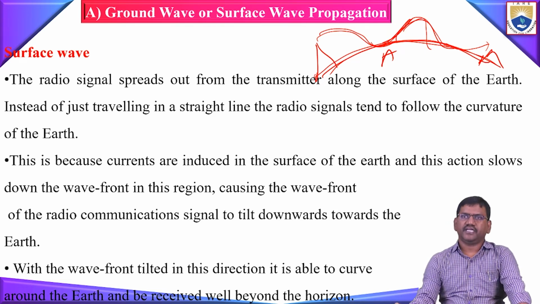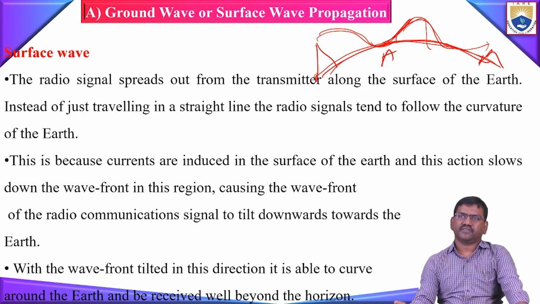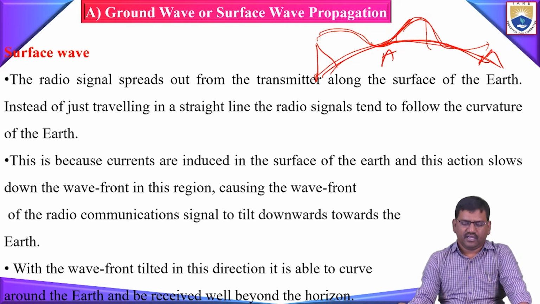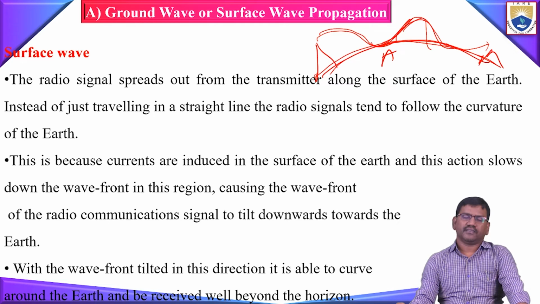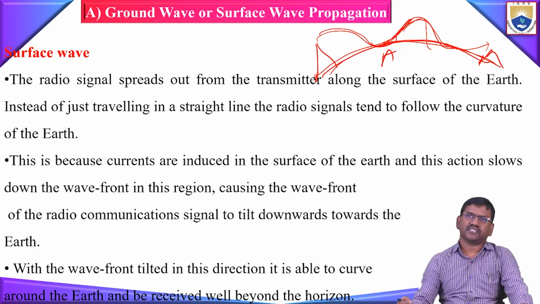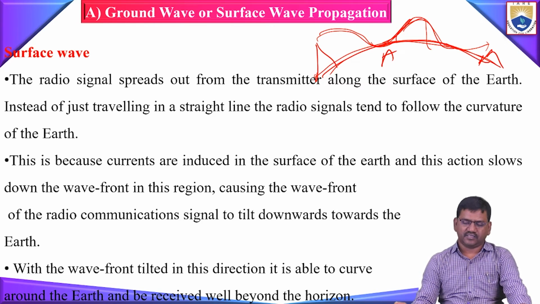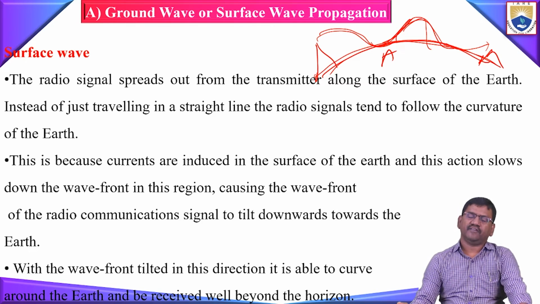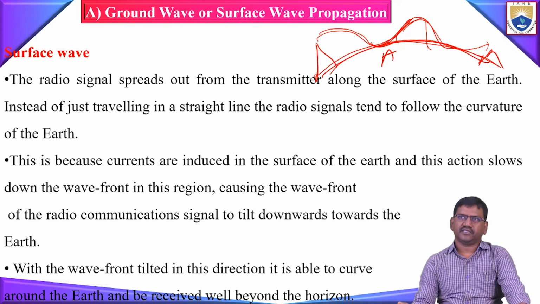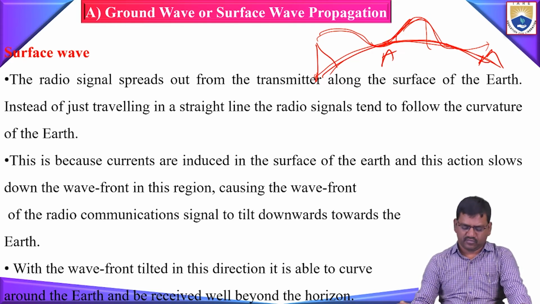So with the wavefront tilted in this direction, it is able to curve around the earth and be received well beyond the horizon. Whatever may be the surface of the earth, flat or curved, the transmitted signal just follows the curvature of the earth. That is, it will be traveling over the surface of the earth beyond the horizon, and it will be traveling in free space towards the receiving antenna.